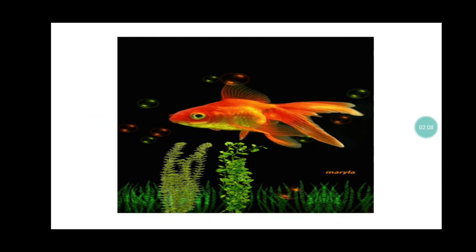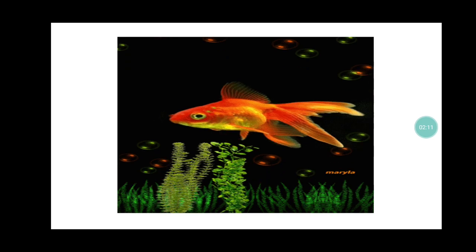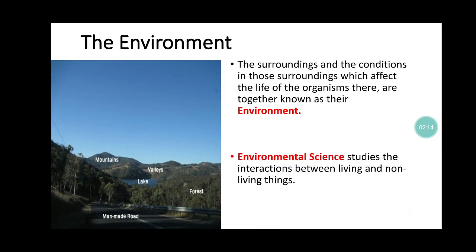We can see fish in different water bodies. The environment: the surroundings and the conditions in those surroundings which affect the life of the organisms there are together known as their environment. It includes many components such as sunlight, air, water, soil, plants and animals, etc. Living and non-living things are dependent on each other. There is a lot of give and take or interaction between them. Environmental science studies these interactions.